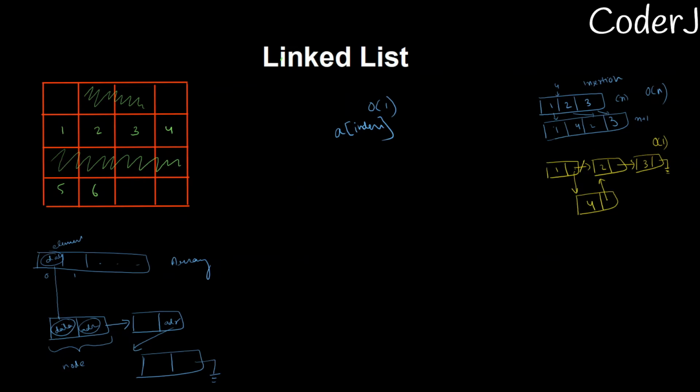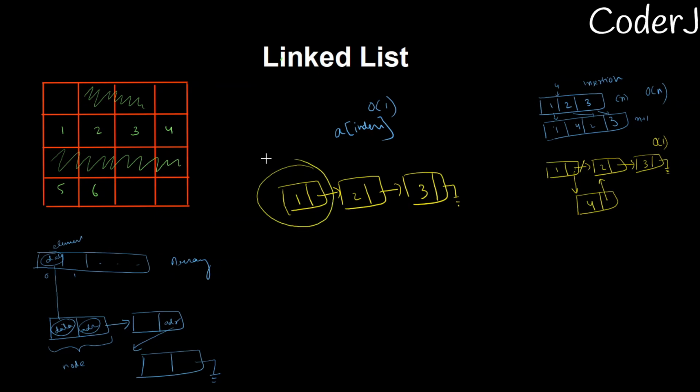Now in a linked list it becomes a bit tricky. In a linked list, let's say 1 points to 2, 2 points to 3, and let's say that's done. Now if I want to access the third element, what will I do? I will start from the first element.